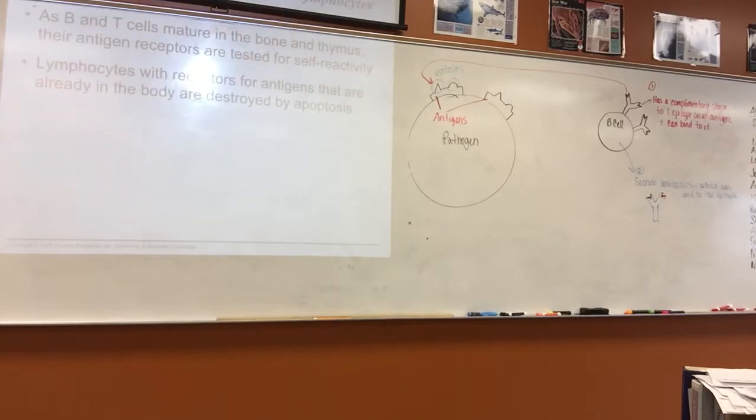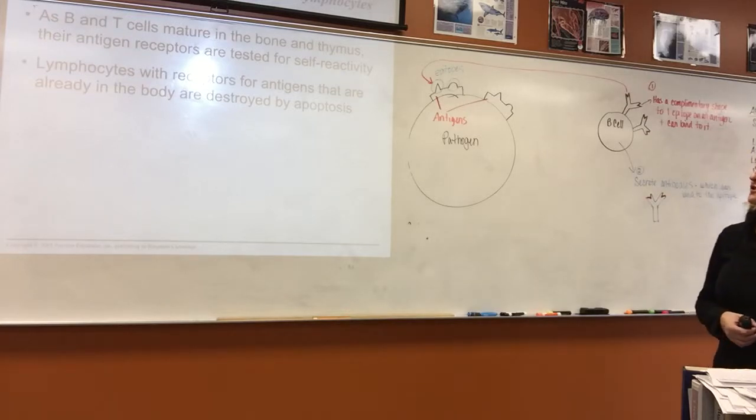All right, and so once you develop these B and T cells, the next process is the removal of self-reactive lymphocytes. So as B and T cells mature in the bone and thymus, their antigen receptors are tested for self-reactivity.